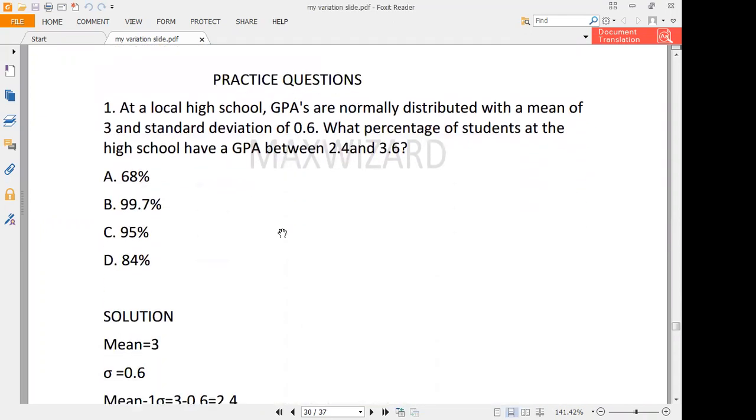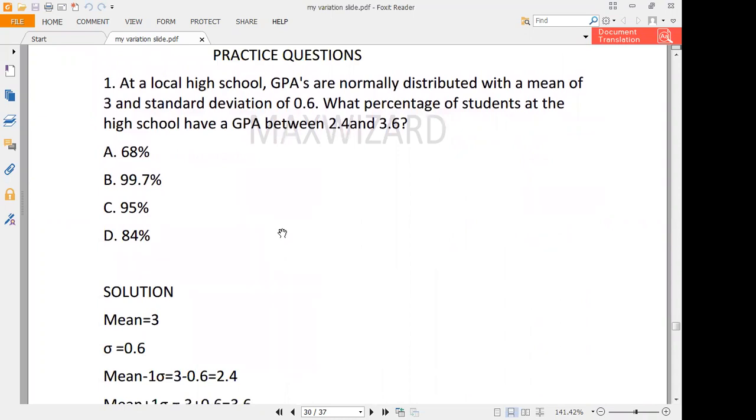This is the question here. At a local high school, GPAs are normally distributed with a mean of 3 and a standard deviation of 0.6. So what percentage of students at the high school have a GPA between 2.4 and 3.6? This is a reasonable question. That's very interesting. So how are you going to deal with this if you are given a kind of question like this?